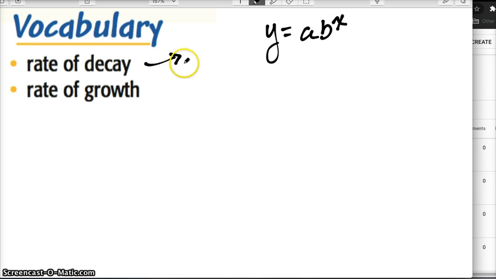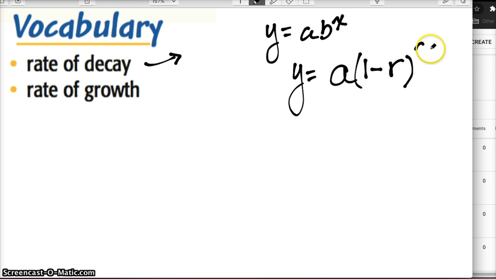When we talk about exponential decay, this a value is the original amount, so it's going to be y is equal to the original amount, or your starting amount, times 1 minus the rate of decay. And we'll talk about that in a second. So your b value will be 1 minus the rate of decay, the rate of loss.